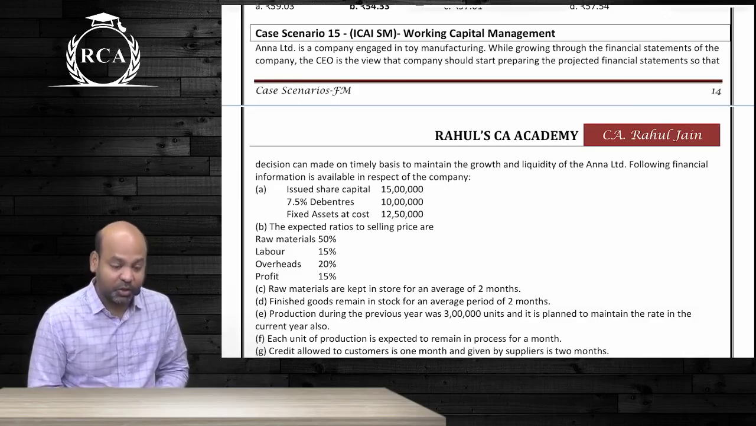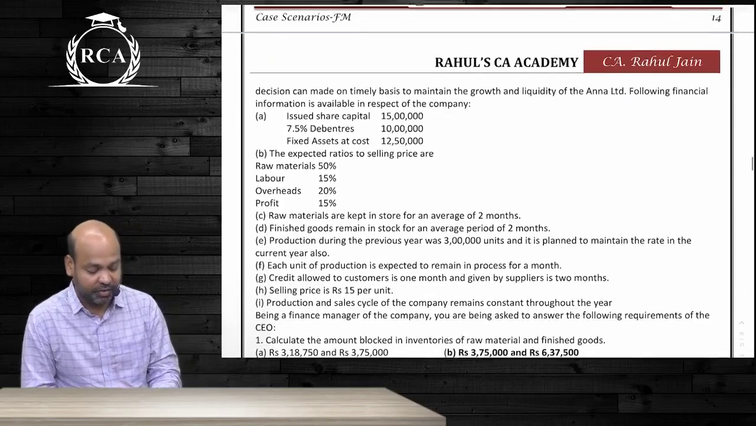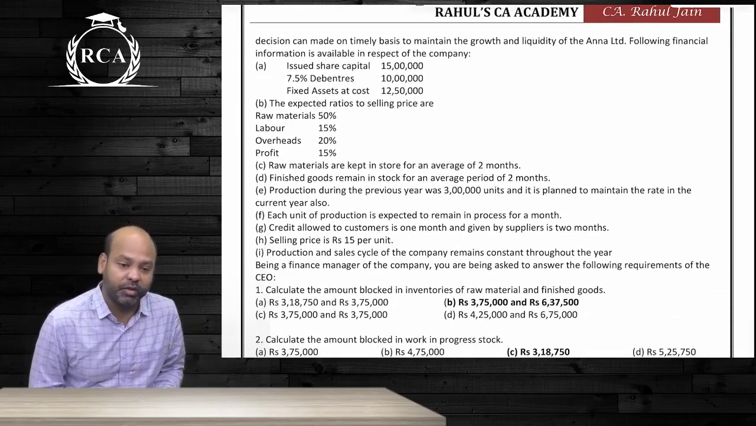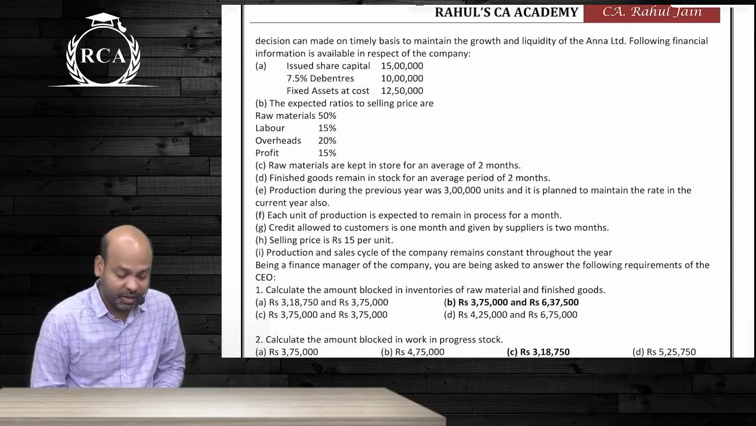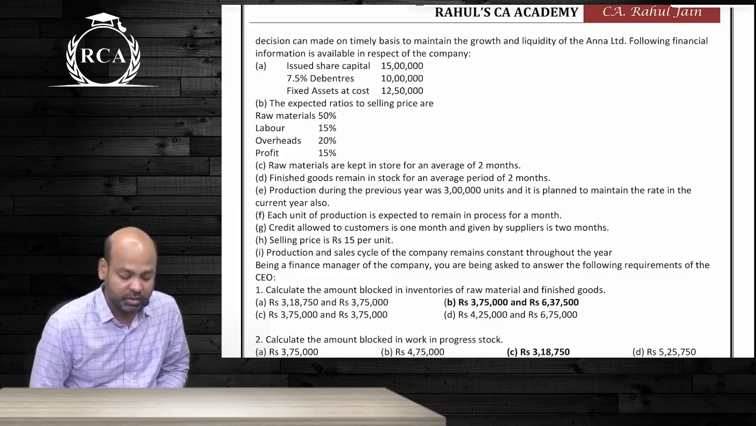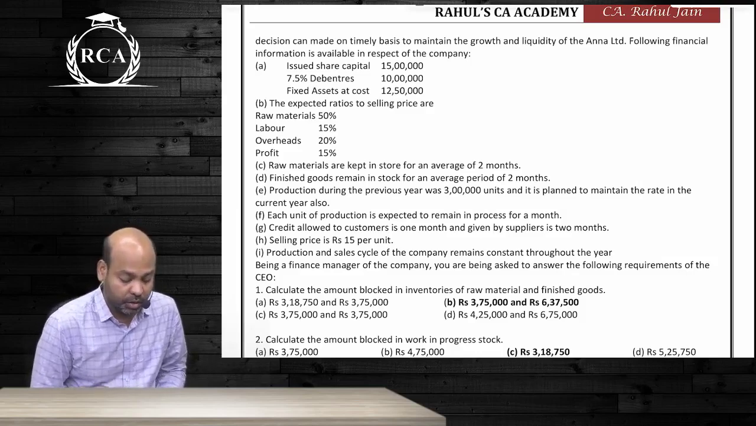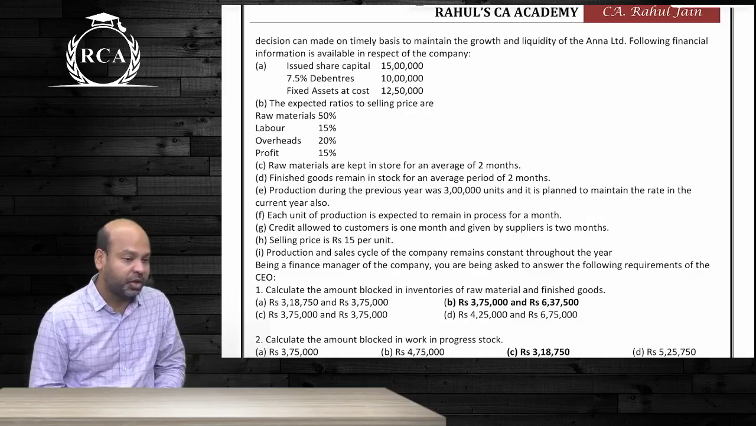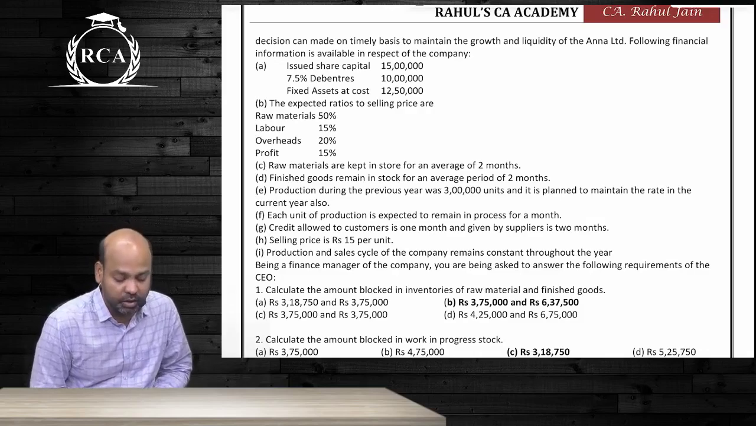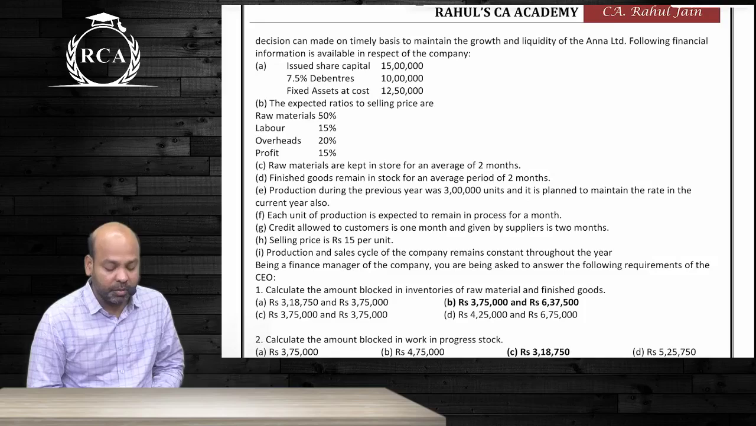The expected ratios to selling price are as follows. Raw material is 50%, labor 15%, overheads 20%, profit 15%. Karthik will help us with the answer today. Raw materials are kept in store for an average of 2 months. Finished goods remain in store for an average of 2 months. Production during the previous year was 3 lakh units. In the current year also it is going to be 3 lakh units. It is planned to maintain the rate in the current year also. Each unit of production is expected to remain in process for a month.